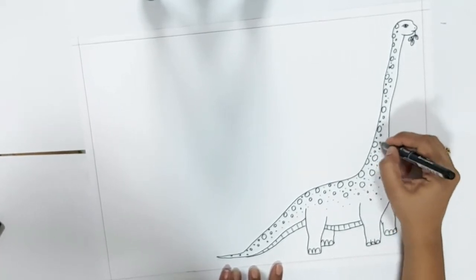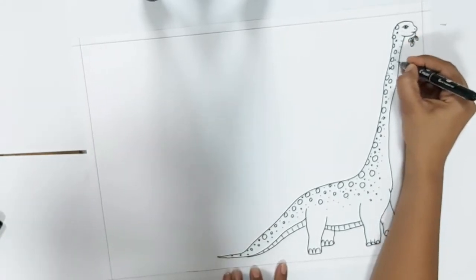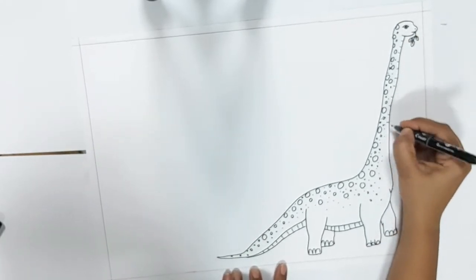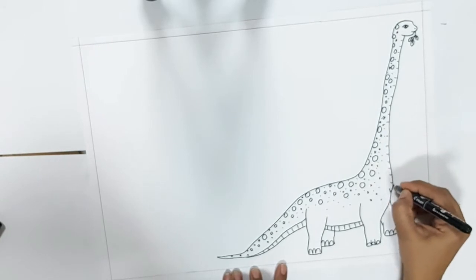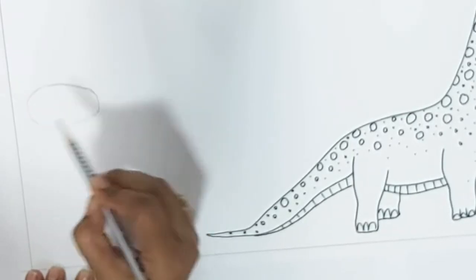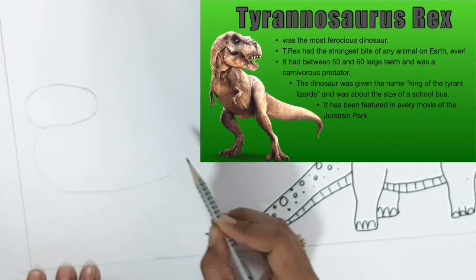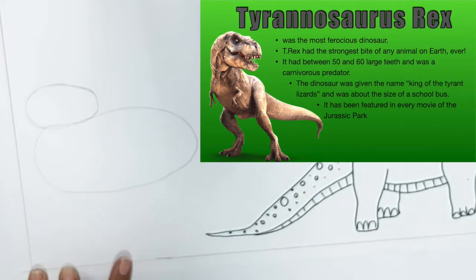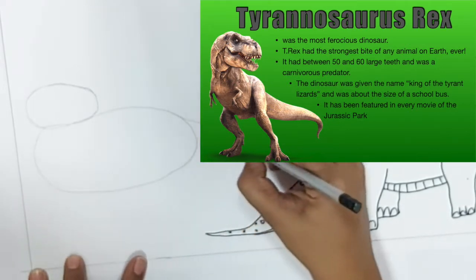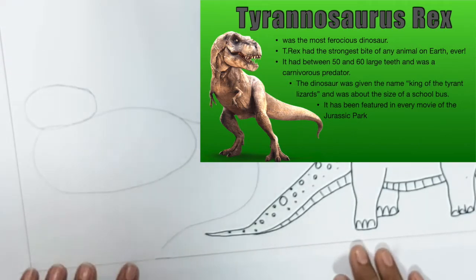Alright, so here we are done with our first one, the biggest dinosaur, Argentinosaurus, and we'll move to the next one on its left. So on my left, I'm starting with the most ferocious dinosaur known, Tyrannosaurus rex, commonly called T-Rex, which is characterized by the strongest bite of any animal on earth ever.